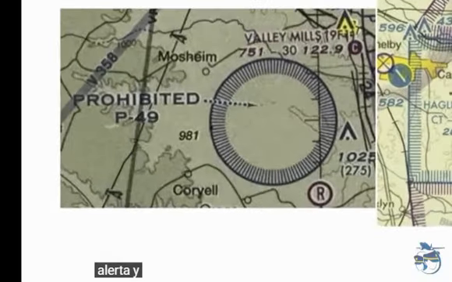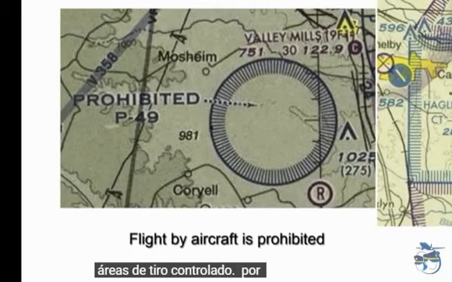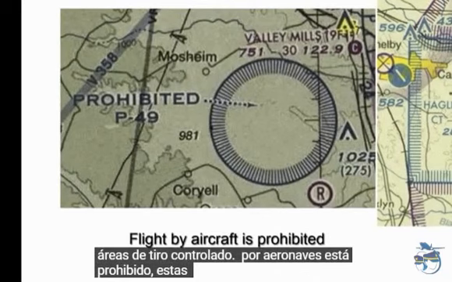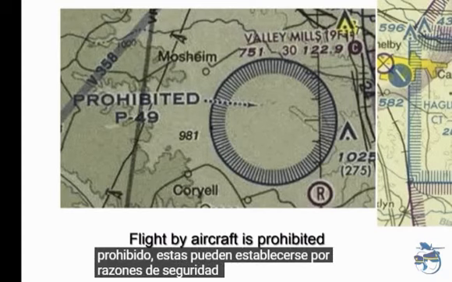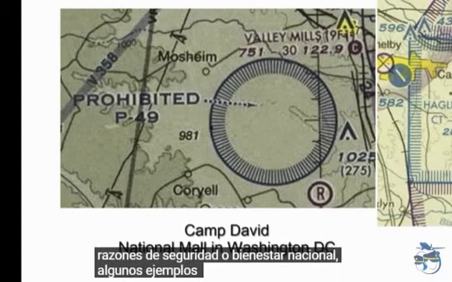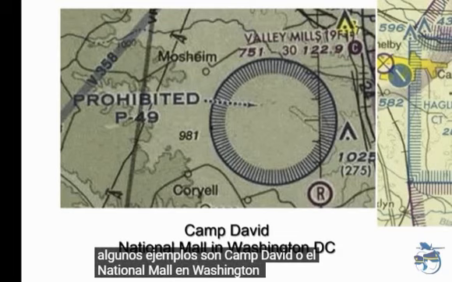The picture on the left illustrates a prohibited area. These are areas where flight by aircraft is prohibited. These can be established for security or national welfare reasons. Some examples are Camp David or the National Mall in Washington, D.C.